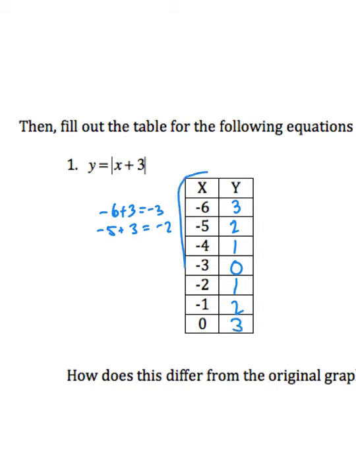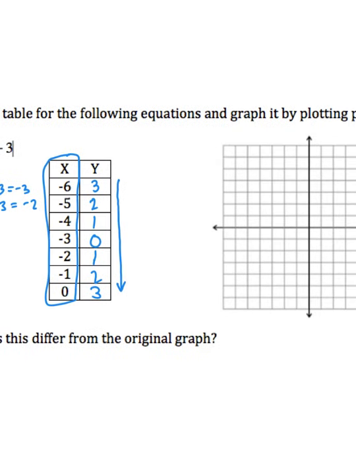If you notice, the numbers I picked for x this time, I shifted those down 3 so that I could get that vertex. That's the whole point. So if you don't see your numbers going down and then going up again, then you want to make sure that you adjust your x's so that you see that V in the graph. So let's graph this. Negative 6, 3, negative 5, 2, negative 4, 1, negative 3, 0, negative 2, 1, negative 1, 2, 0, 3, and boom.